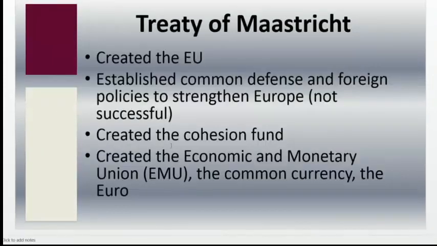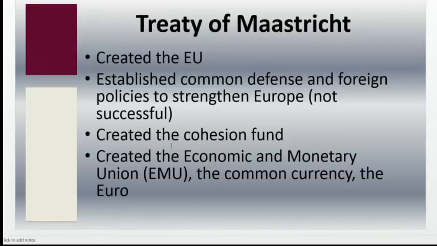Now, the Treaty of Maastricht did one other thing. It created the Eurozone and the EU. It created the EU too, but it created the Euro. Now, the Euro is the common currency of Europe, but does England use it? No. Why would they switch from the best currency in the world?